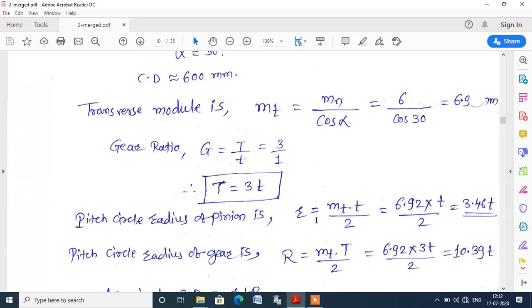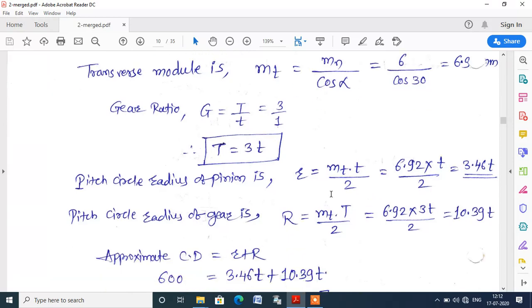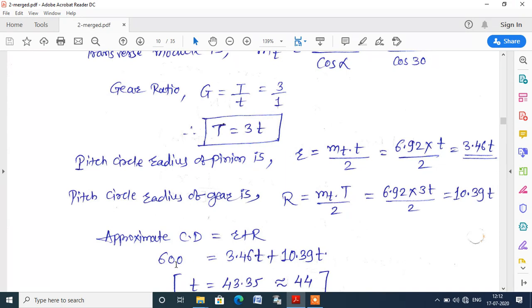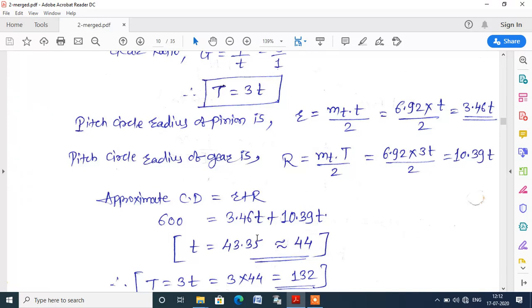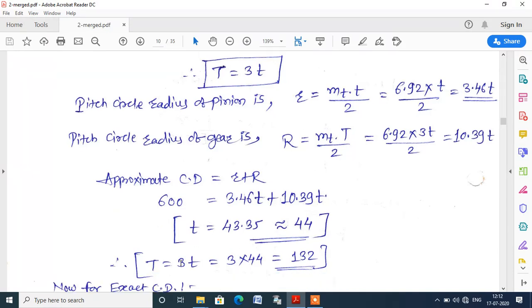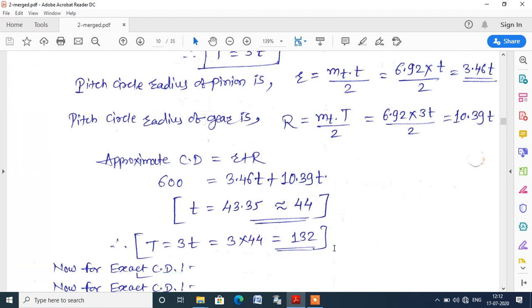Pitch circle radius of the pinion r equals mt into small t divided by 2. So put the value, 6.92 transverse module into t divided by 2, so 3.46 t. Capital R is mt into capital T divided by 2: 6.92 into 3t divided by 2, 10.39 t. So the approximate center distance is r plus R, so 600 equals 3.46 t plus 10.39 t. From this we can calculate small t. It is coming 43.35, so approximately 44. Therefore capital T is 3 into 44, that is 132.